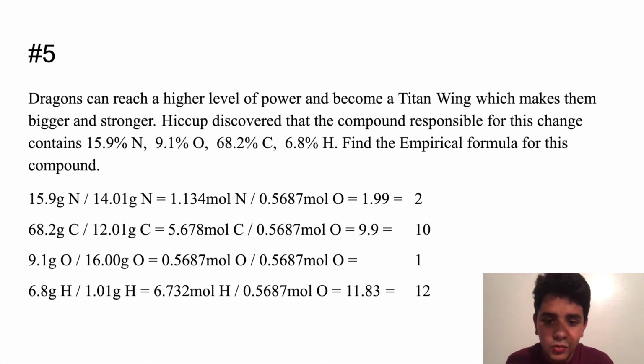So nitrogen 1.99 rounded to 2, carbon 9.9 rounded to 10, oxygen was perfect because you're just dividing it by itself, so it's just 1, and hydrogen 11.83, which gives you 12. Those are your subscripts for your empirical formula, which is C10H12N2O. And that is the empirical formula for the compound that is responsible for Titan Wings.